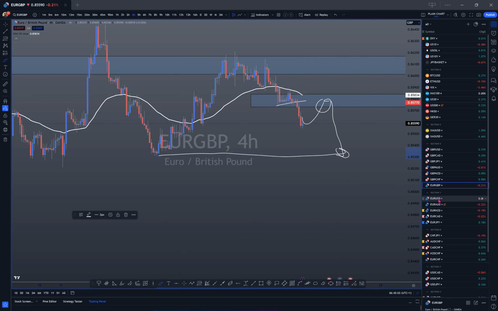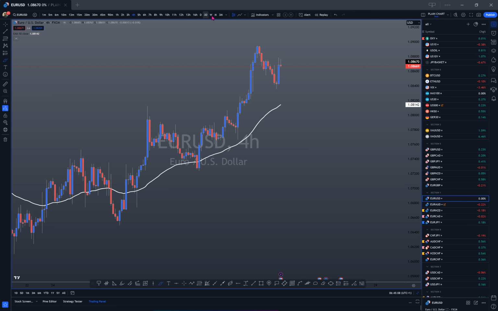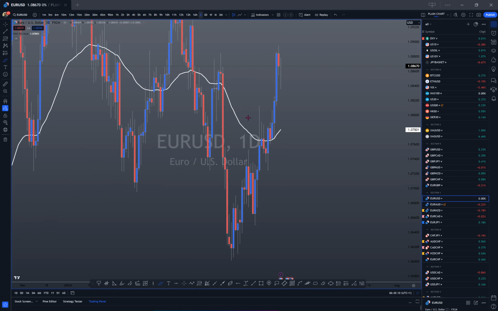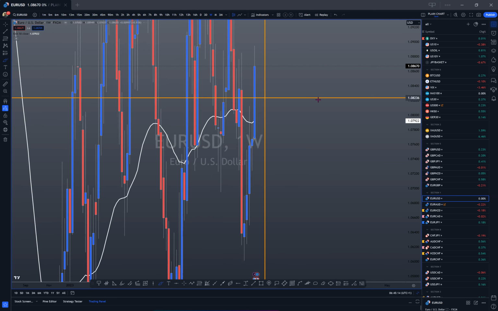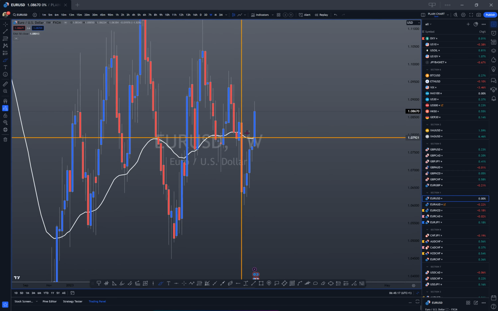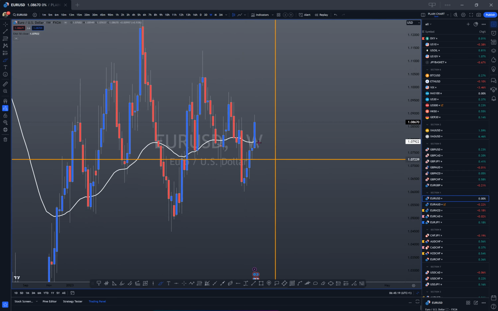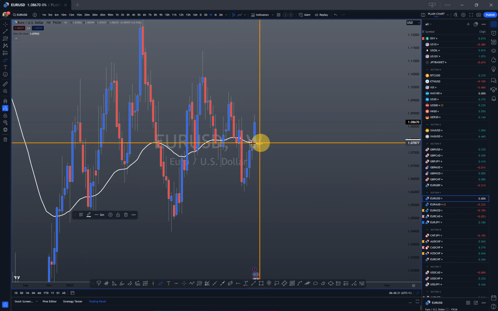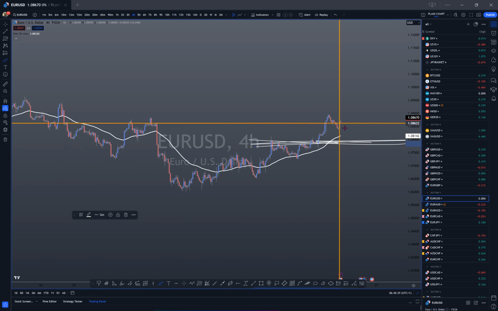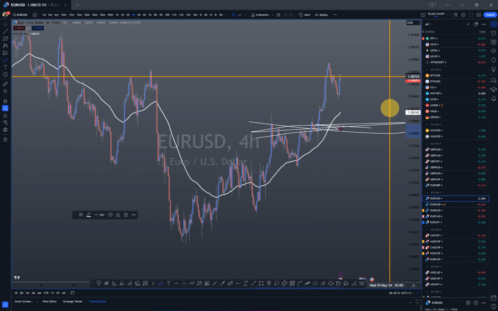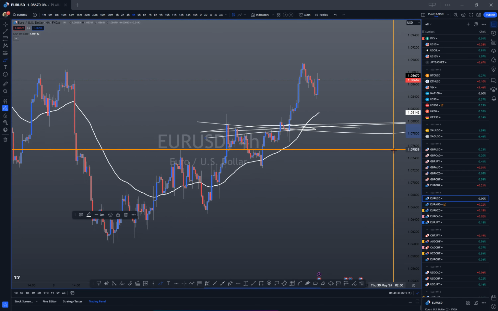So let's go to Euro USD, we go to the daily time frame. No, sorry, the weekly time frame. On the weekly time frame, we just broke above here. Right? So on the daily time frame, you want to see price above the level. Price is above the level. And on the 4-hour time frame, you look for price action. So all these moves have already happened.